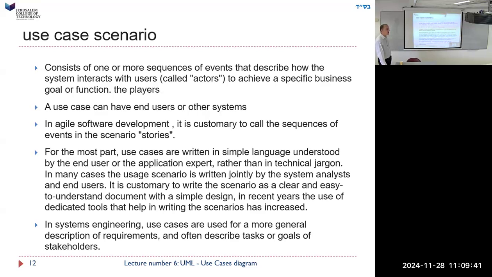For example, the IRS might interact with my system of salaries to find out how I have paid them, or I might interact with the IRS system to find out what tax bracket to put this person in. In agile software development, it's customary to call the sequences of events in the scenario stories. So sometimes we'll also call a use case a story. That's just naming.